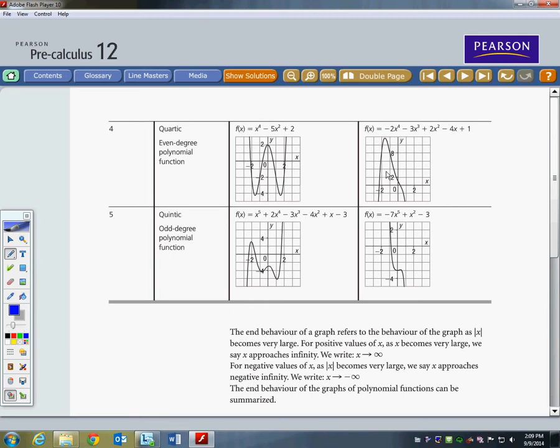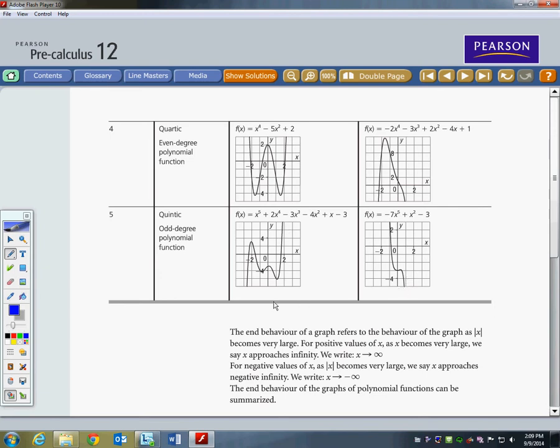But again, looking at the leading coefficient here, it's positive, and so it goes up to the right because it's even. It goes up to the right and to the left. Here the leading coefficient is negative, so it goes down to the right, and because it's an even degree polynomial, they're both the same. Quintic, odd, positive leading coefficient goes up to the right, and negative leading coefficient goes down to the right.